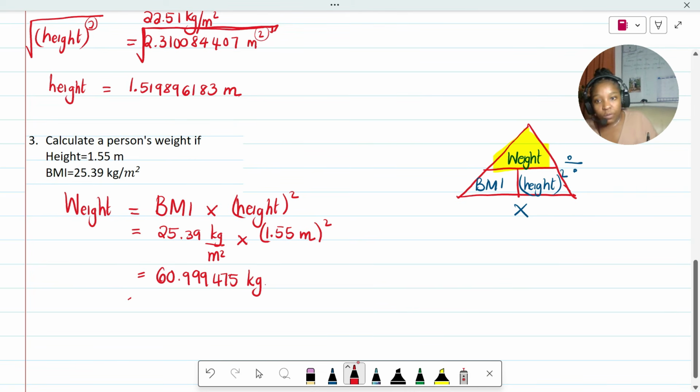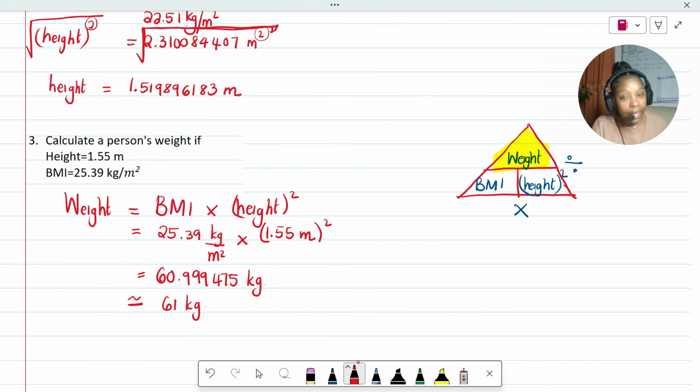If you round it off to a whole number, you'll see that it's just 61 kg. So if a person has a height of 1.55 meters and a BMI of 25.39 kilograms per meter squared, then their weight is 61 kilograms.